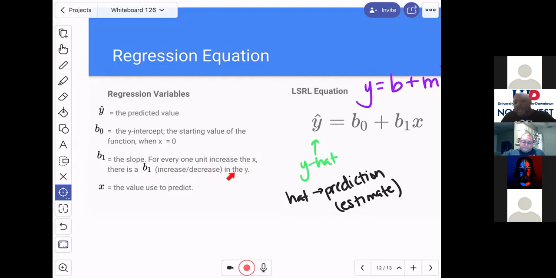What the slope is basically saying is this is an average increase or decrease. So on average, for every 1 unit increase in the x, there is a beta or b1 increase or decrease in the y. And we know that our variables right now, the ones we're going to deal with in a second, are going to be, for your x, what's the x variable?